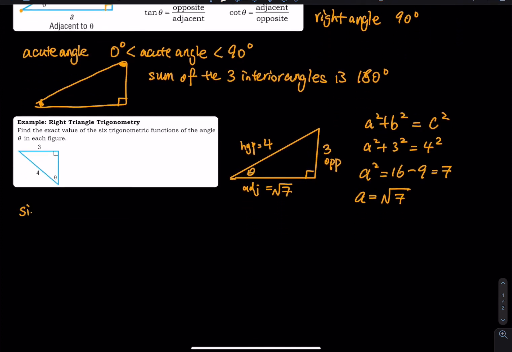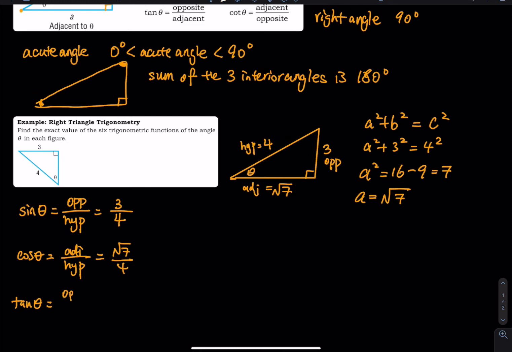And then we have sine theta. What is sine? SOH. We write it out. So O is 3, hypotenuse is 4, then that is sine. And then cosine, CAH, adjacent, root 7, hypotenuse is 4. And then tangent, opposite, TOA, right? Opposite is 3. And then adjacent is square root of 7.